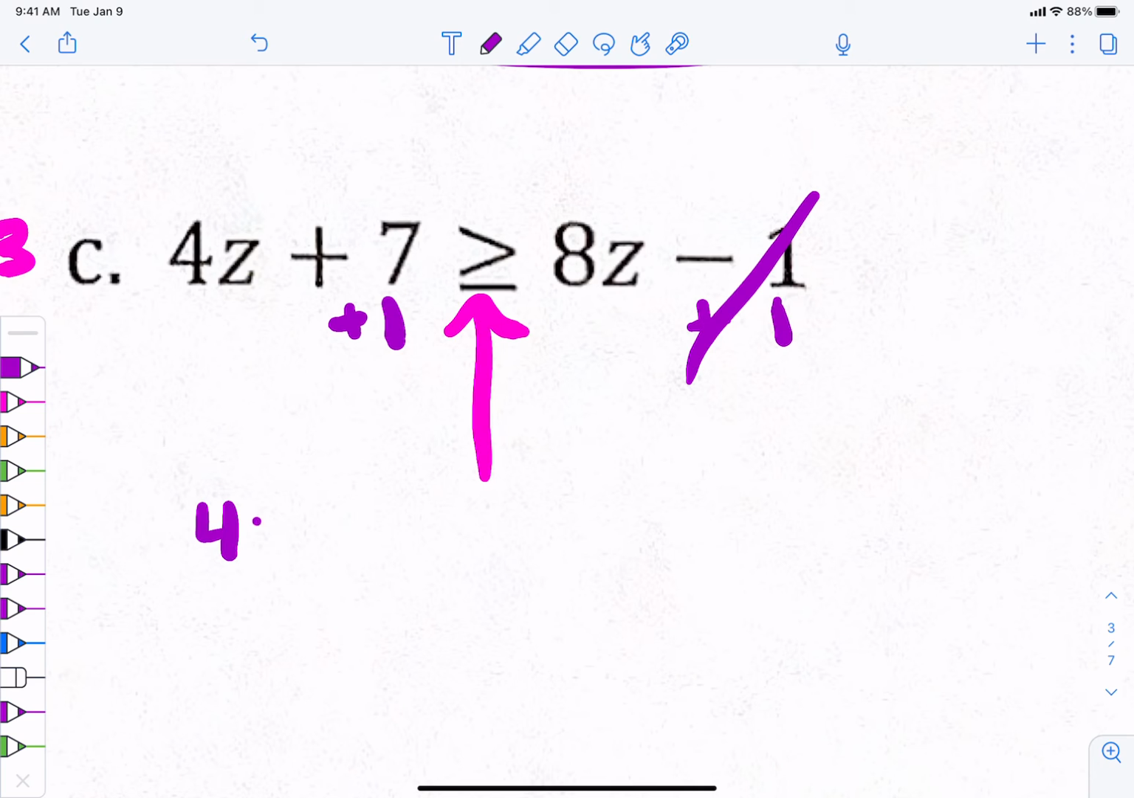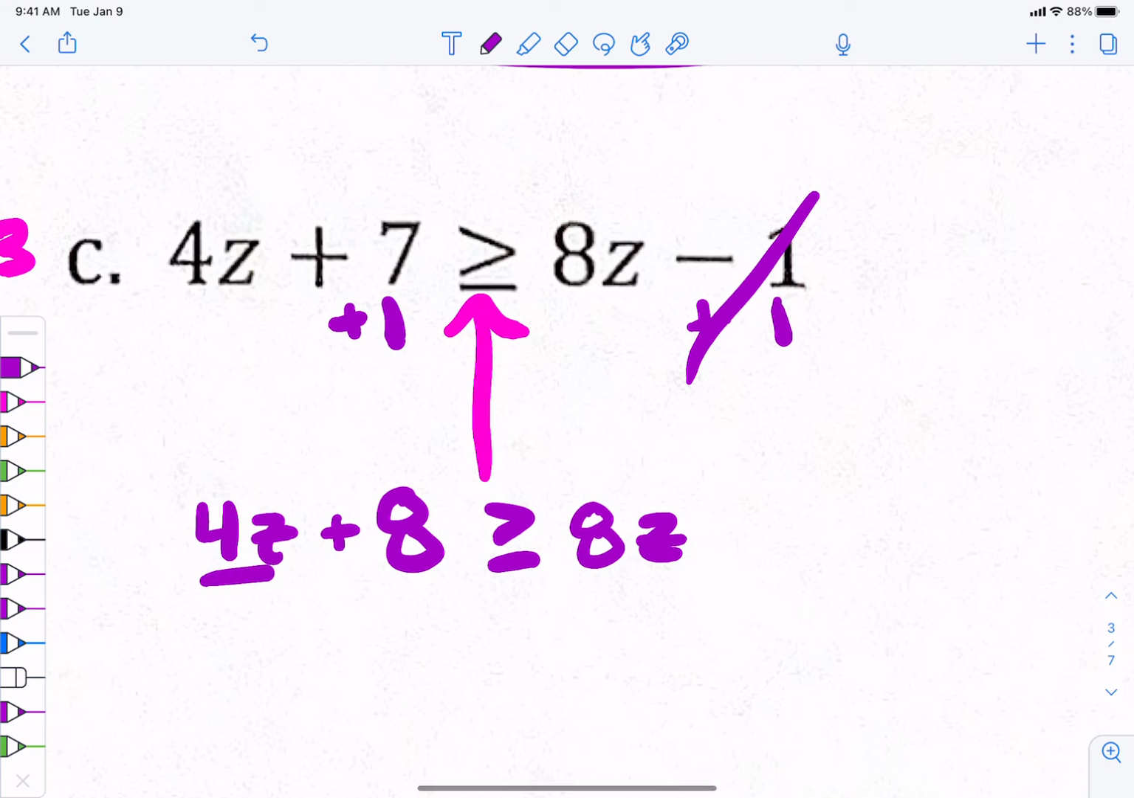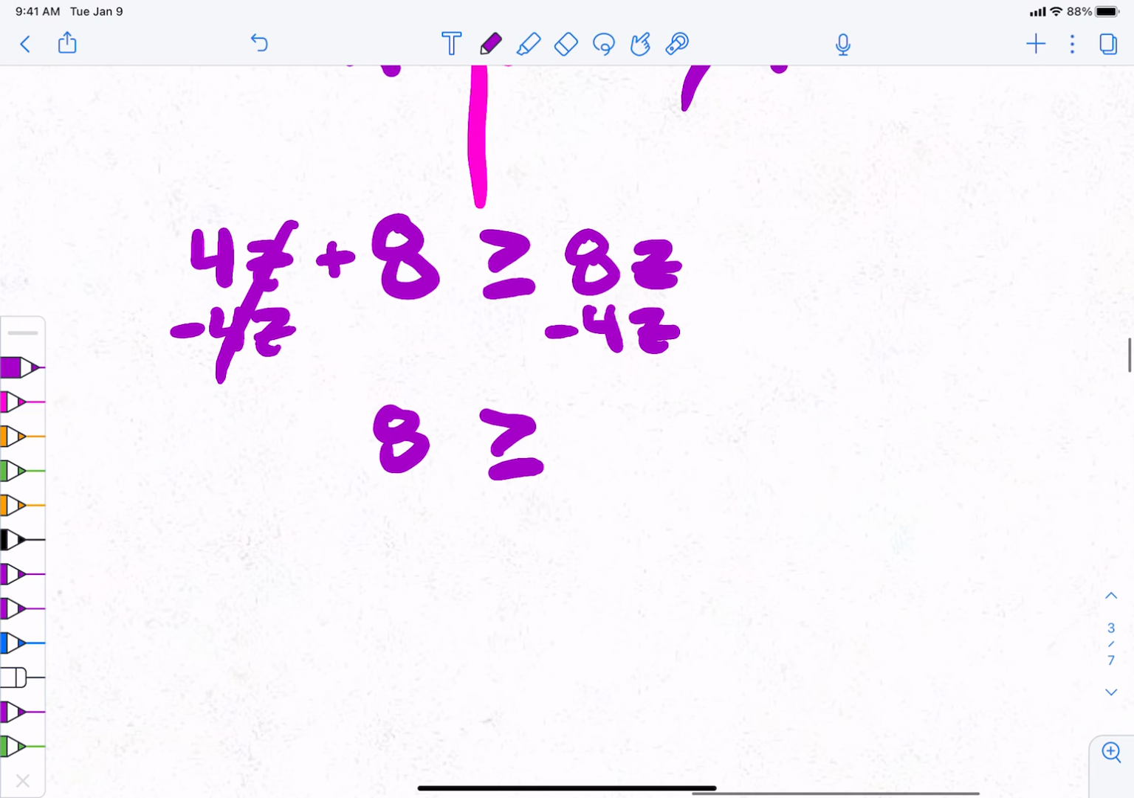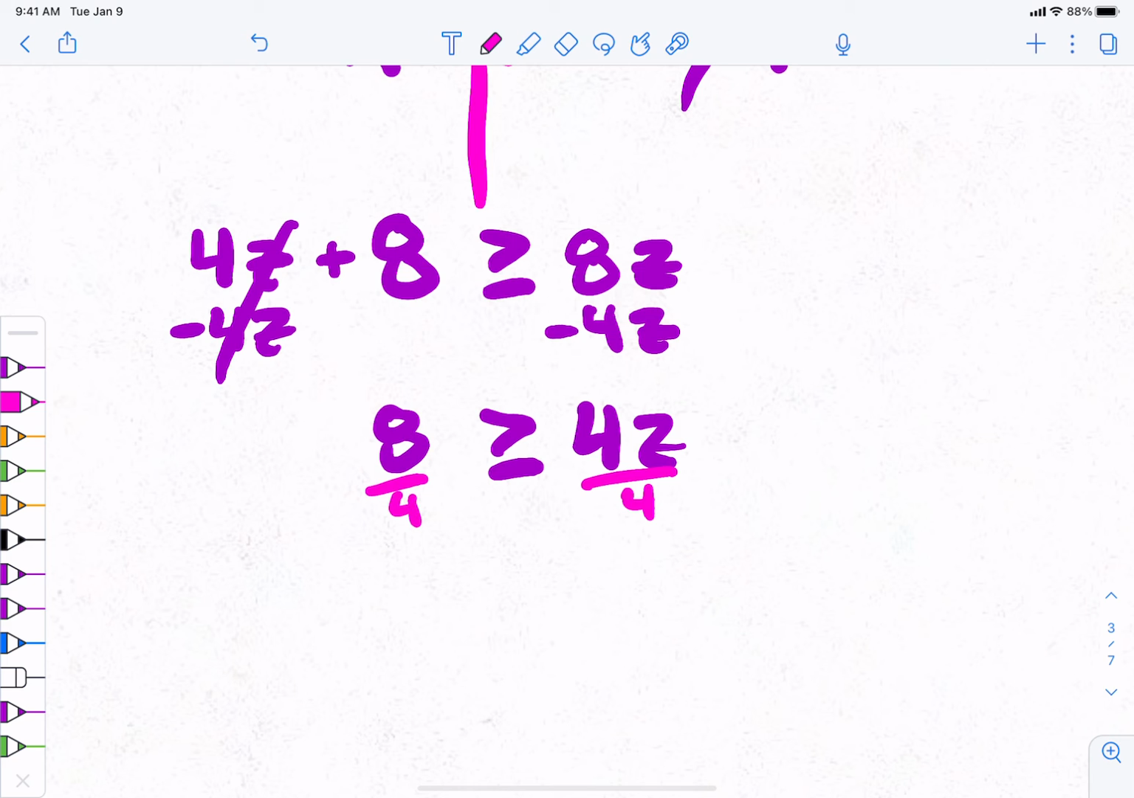So now we have 4z plus 8 is greater than or equal to 8z. Hold on, we can't divide by 4 yet. Those are all divisible by 4, but I wouldn't divide by 4. I think we should subtract 4z. So I have a z, I have a number, and I have a z, so I have to get the z's together. You said subtract 4z over to the other side? Yep. Okay, 8 is greater than or equal to 4z, and now divide by 4. Z is less than or equal to 2, or 2 is greater than or equal to z.